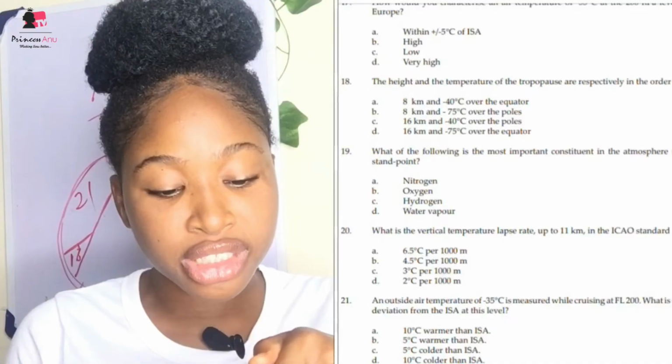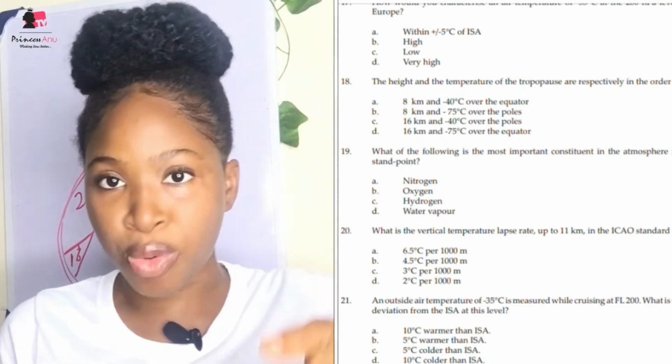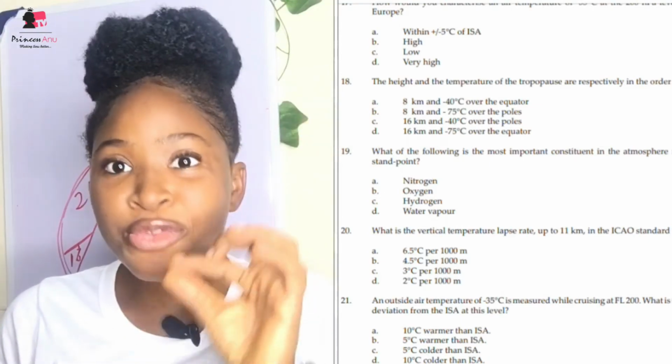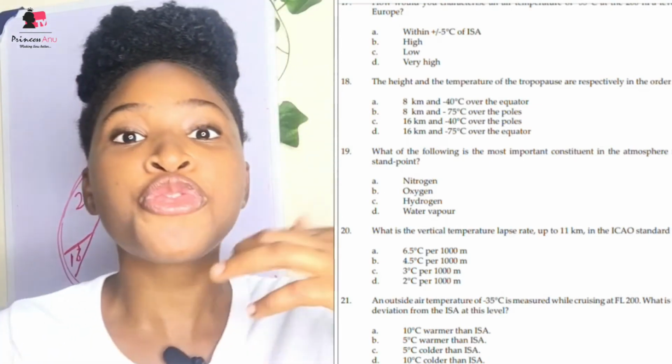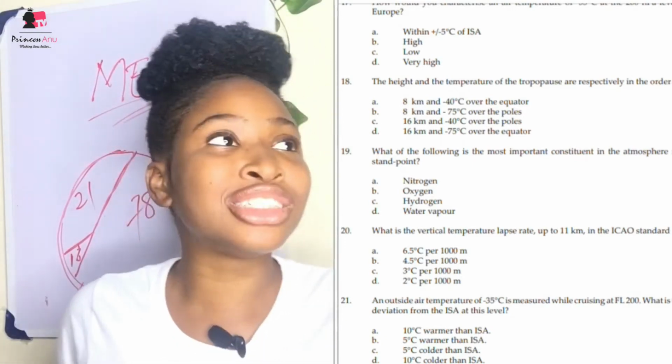Now, if you look at it, which of the following is the most important constituent in the atmosphere from a weather standpoint? From a weather standpoint, it is water vapor, because it's water vapor that forms, that makes you have weather. Like now the weather is good, is water vapor.